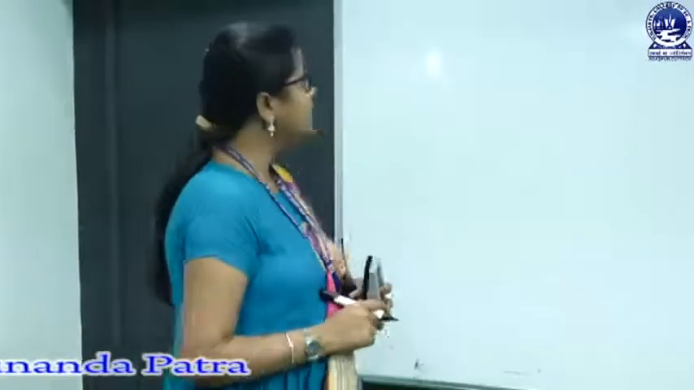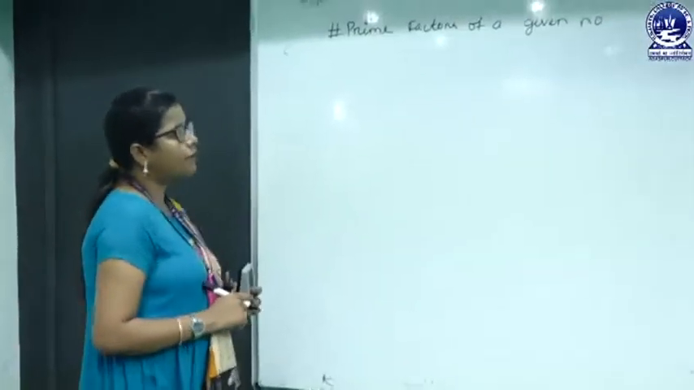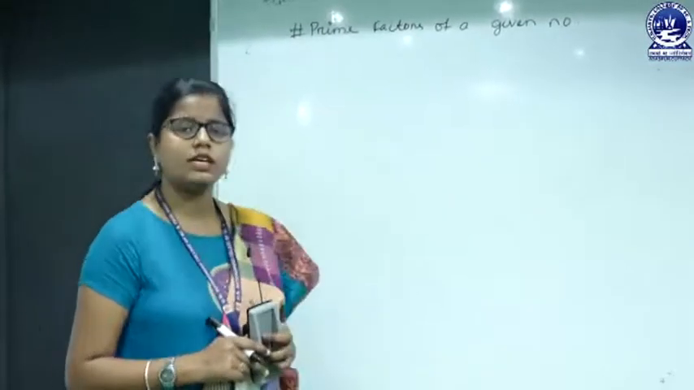So the question here is how to find the prime factors of a given number. We have already known how to find the factors of a given number, how to count the factors of a given number, and how to check whether a given number is prime or not in the flowchart class. So let's implement those logic and write the pseudocode for finding the prime factors of a given number.